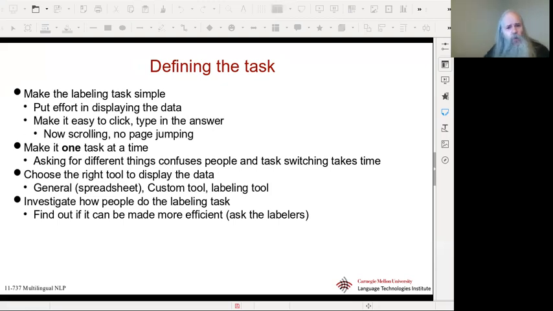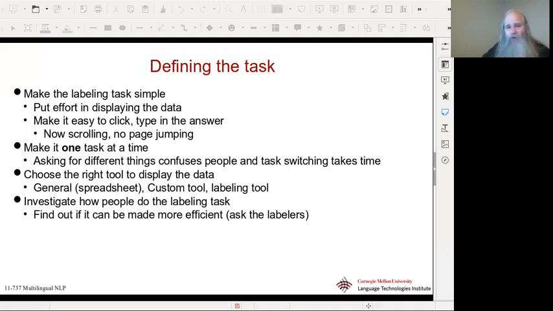Make sure they only do one task at a time. You say it might be easy for them to label things like named entities, but also what the verbs are. And let's do semantic roles at the same time, because they're looking at the same sentence. But that can be very much slower for the person doing it. So getting them to do one task at a time means that they could be much more efficient in doing it. Choose the right tool to display the data.